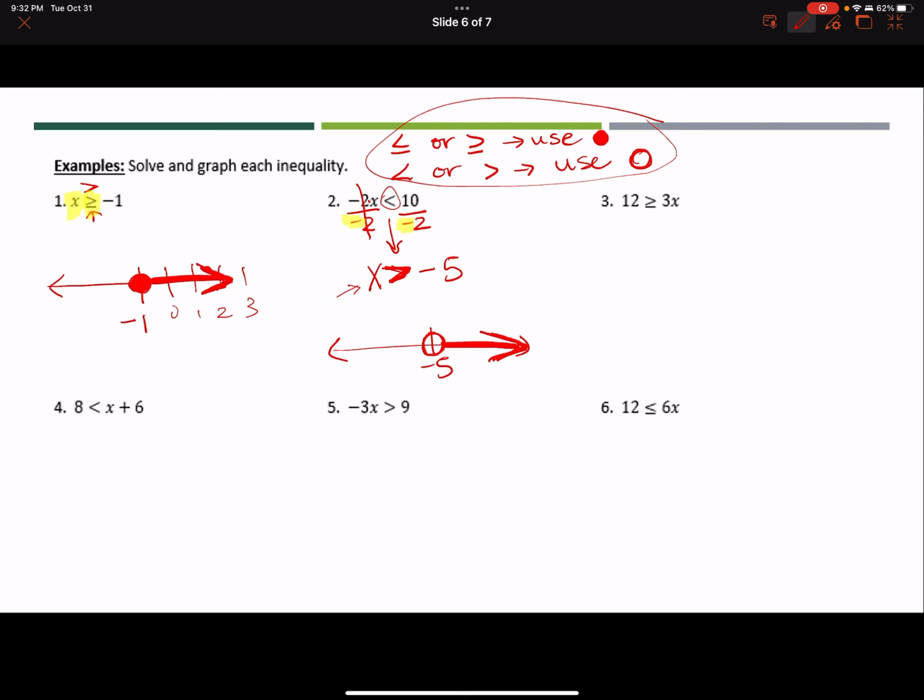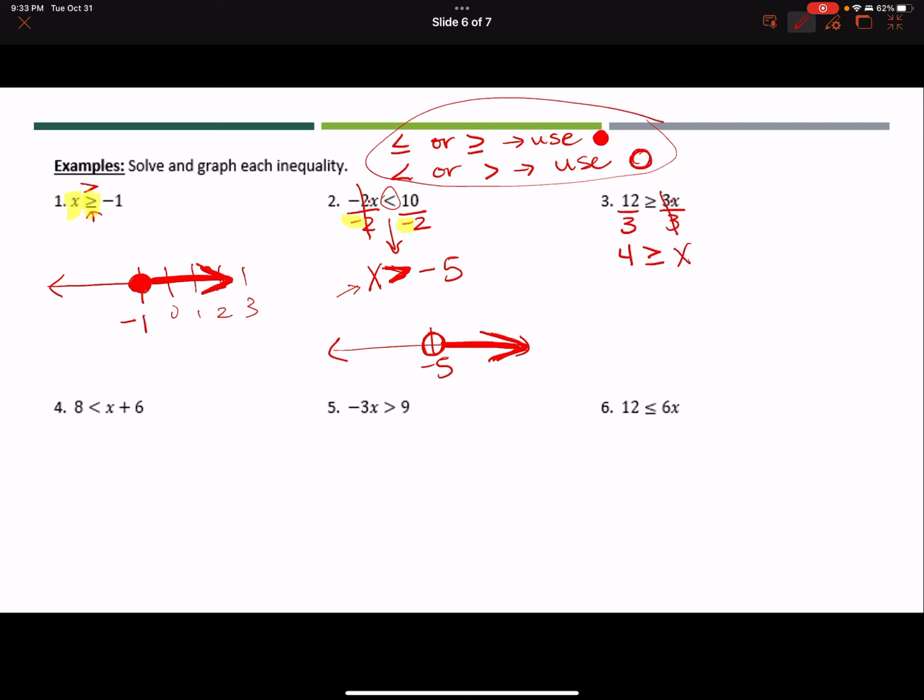So number 3, 12 is greater than or equal to 3x. So 3x means 3 times x. I'm going to divide both sides by 3. And I'm not going to flip the inequality because I'm dividing by a positive 3. So no need to flip the inequality. 12 divided by 3 is 4. Is greater than or equal to, these cancel, and then x.